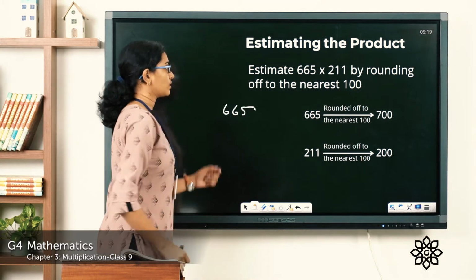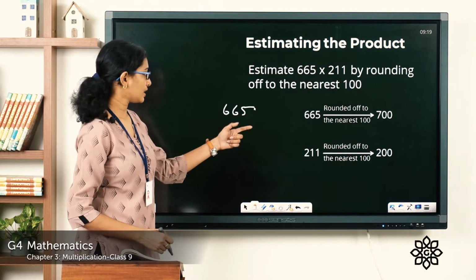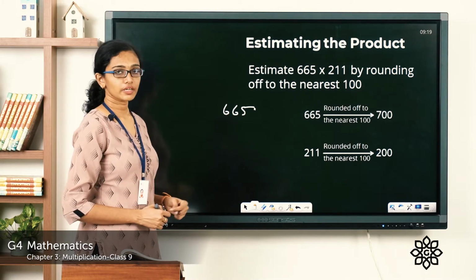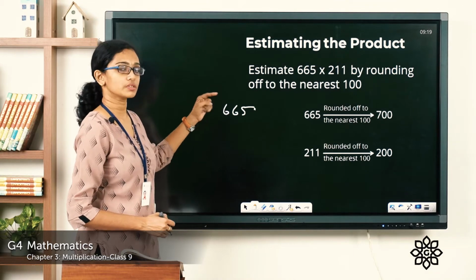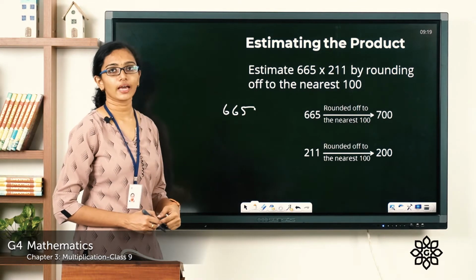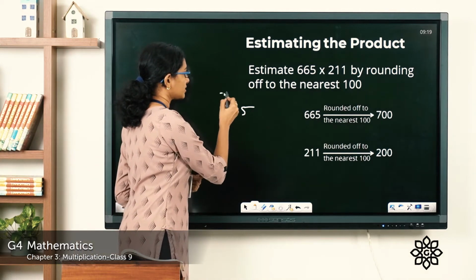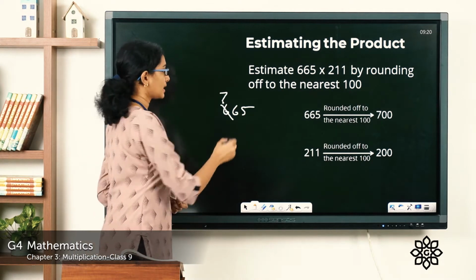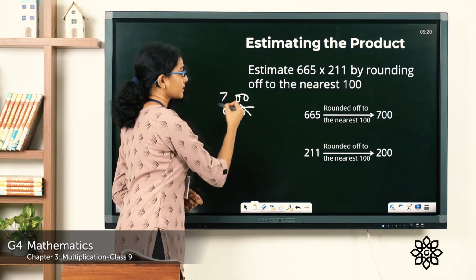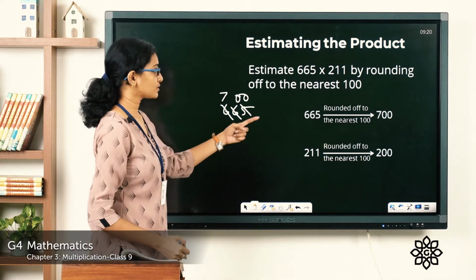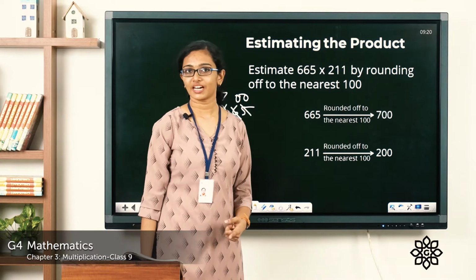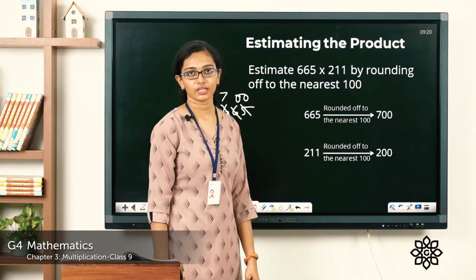665. To round off it to the nearest 100, see here the rounded digit is the hundreds digit, which is 6, and to the right of it you have 6, which is more than 5. So what do you do? You add 1 to the rounded digit. So the 6 becomes 7 and all the digits to the right of it become zeros. So 665 rounded off to the nearest 100 gives you 700, right?